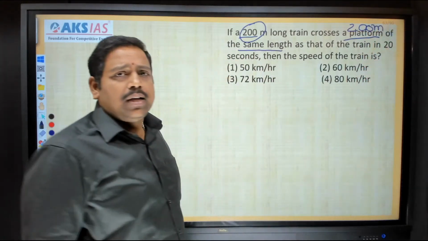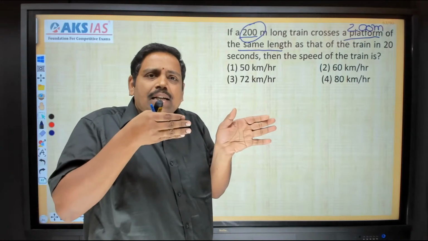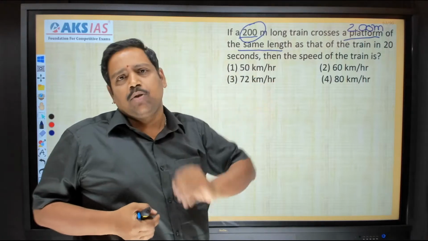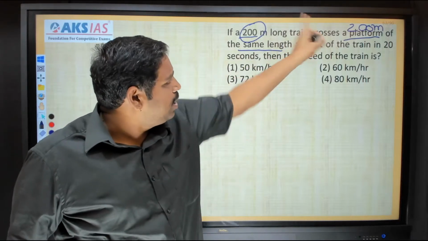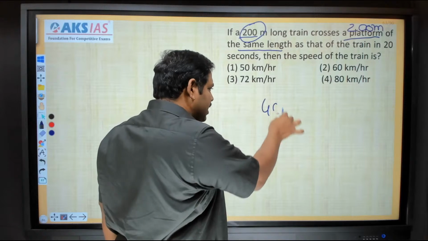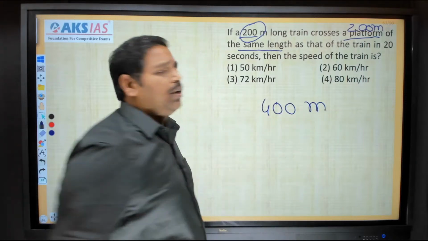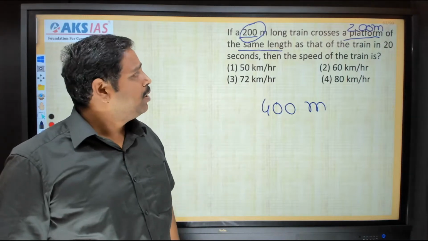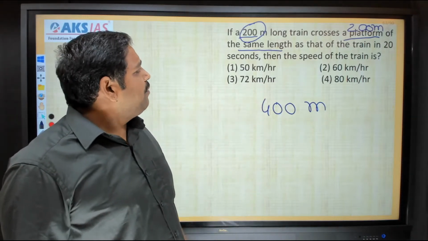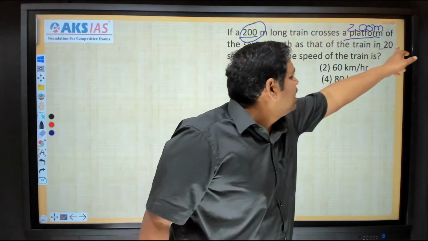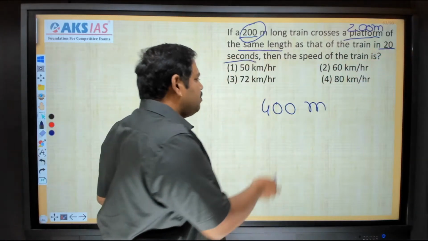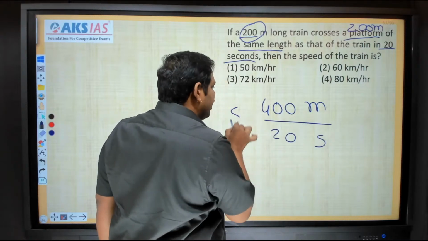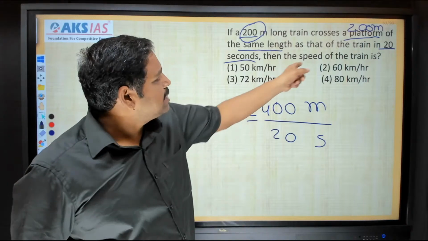So a train is crossing a platform means we should travel the distance, that is nothing but length of the train and length of the platform together. That means it is 200, that is 200, that means the distance I have to travel is 400 meters. Keep it up. Good. I'll avoid the diagrams even. Next, it is covering it in the span of 20 seconds, right? 20 seconds means distance is 400 meters, time is 20 seconds. Then I'll get the speed directly. He is asking the speed of the train.